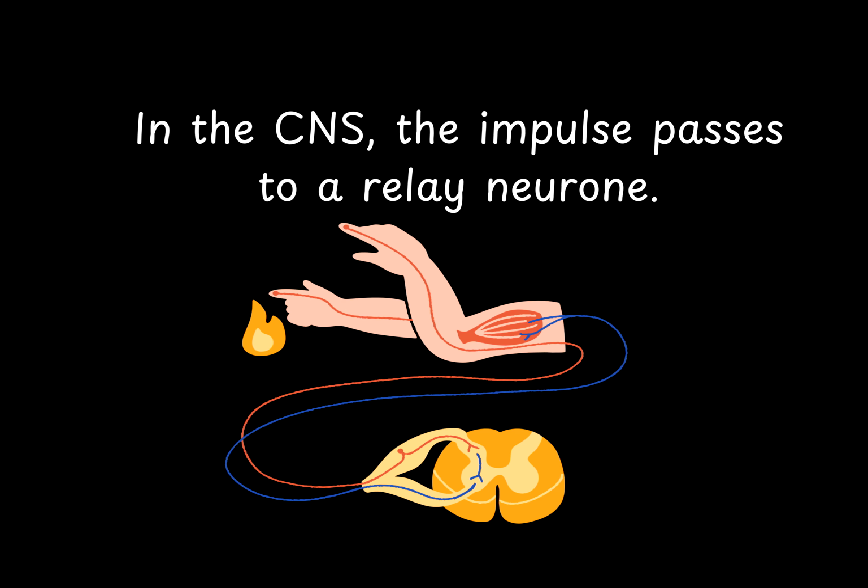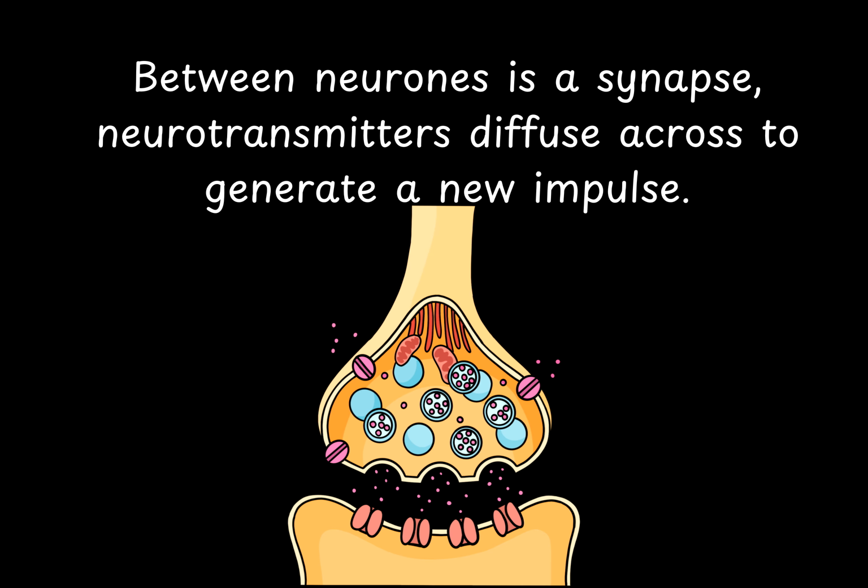In the CNS, the impulse passes to the relay neuron, and you can see it represented by that small neuron within the spinal cord. Students, do you notice that the neurons are not touching, but the impulse needs to move from one neuron to another? So the big question is, how does the impulse move from one neuron to another without touching?